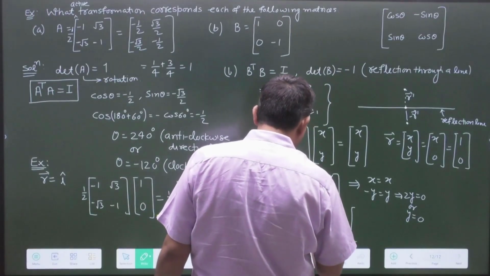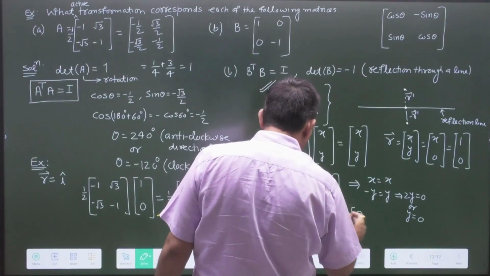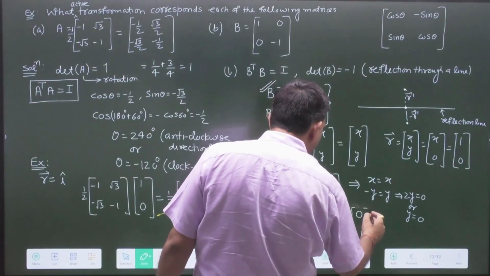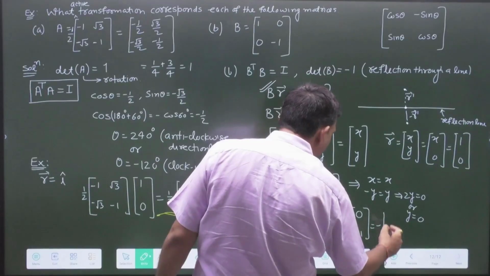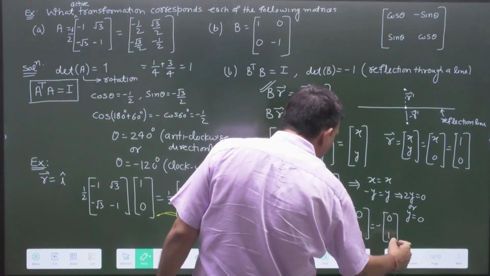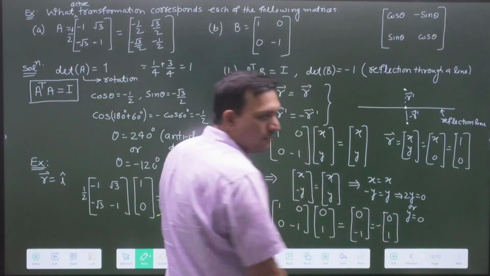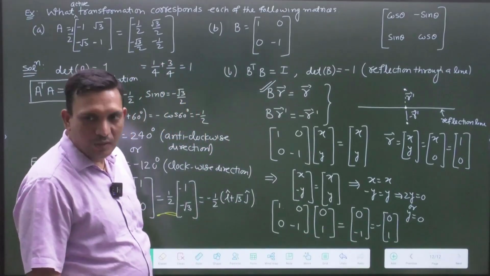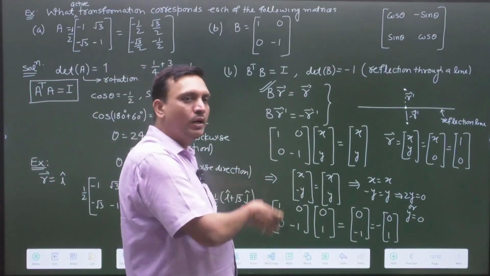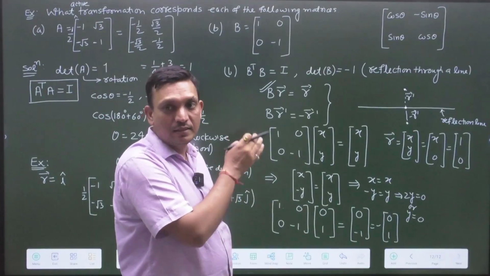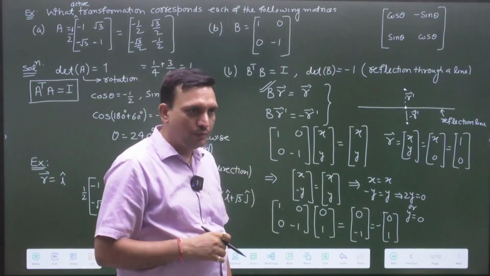This is what? 0. And this will give you -1. So this is (-0, 1), so this is J cap and you are getting minus J cap. It means what? J cap is perpendicular to the line of reflection.